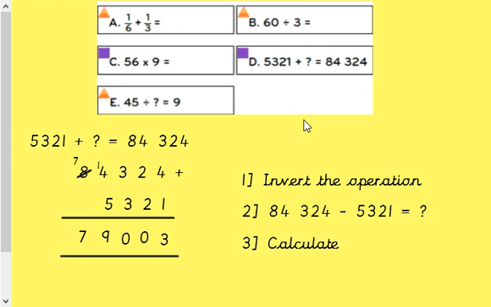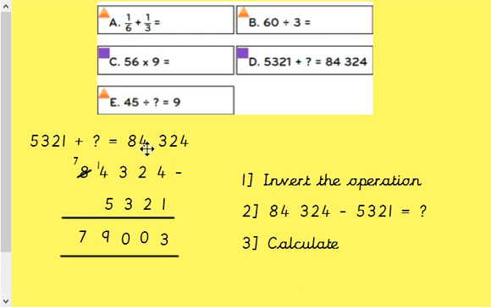Okay, the final question in our warm-up was another one of those mystery questions. The question was asking 5,321 plus a mystery number equals 84,324. Okay, so what we would probably do here is turn this into a subtraction. We know that this plus a mystery number equals 84,324.